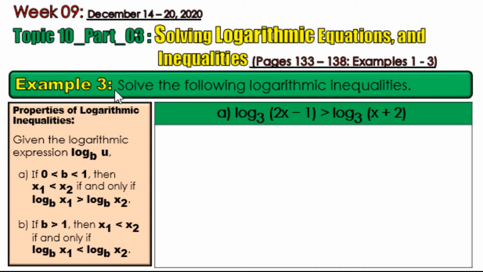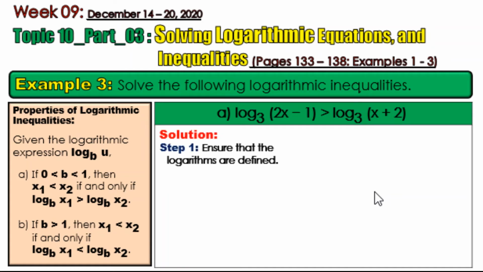Let us discuss example number 3. Solve the following logarithmic inequalities. Letter A, the logarithm of 2x minus 1 to the base 3 is greater than the logarithm of x plus 2 to the base 3. The first step is to ensure that the logarithms are defined. If you still remember, for the logarithm of a to the base b, your a must always be positive. So it means 2x minus 1 must be positive and x plus 2 must be positive.